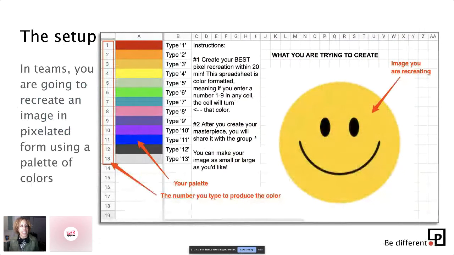Everybody's going to be in teams, and you're going to be recreating an image in pixelated form using a palette of colors. Here you can see the palette of colors, and there are numbers for each one of the colors that you see. Here you see the image. You also see the image on the right side that you're going to be recreating. Your image will be different.